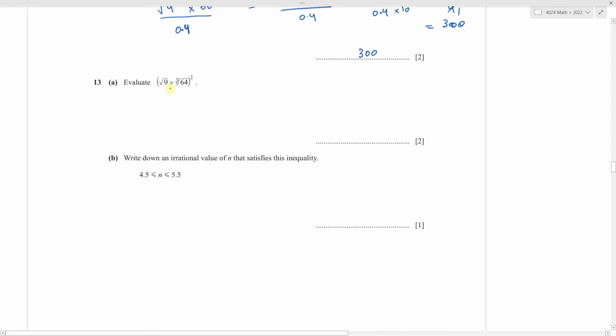Question 13, part A, evaluate this. So square root of 9 will be 3, multiplied by cube root of 64 will be 4. 4 times 4 is 16, and then 16 times 4 is 64. So the cube root here will be 4, and then the square as it is. 4 threes are 12 square, which is 144. So your answer here is 144.